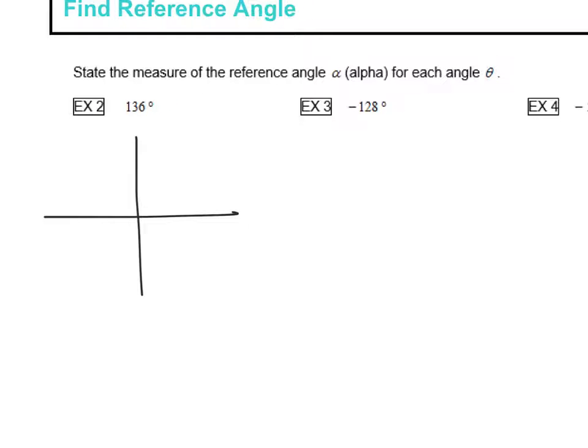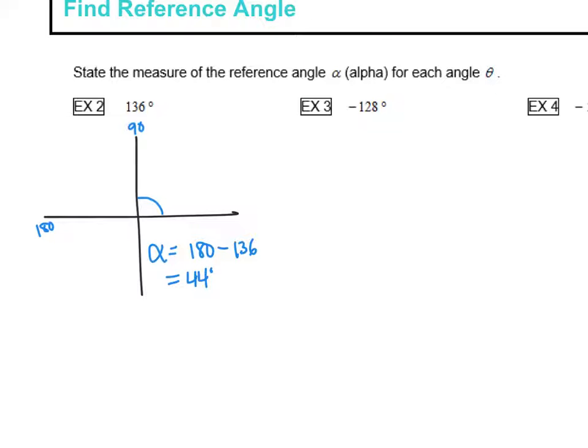So that's positive, so I know I'm going to go up to 90, if it helps you to label that. Over here is 180, so we're not going to go all the way to 180 because it's only 136. So what we can do to figure out our reference angle alpha is take that 180 degrees, that angle measure on the x-axis, and subtract out the 136 to see where our angle should be. So 180 minus 136 is 44 degrees.